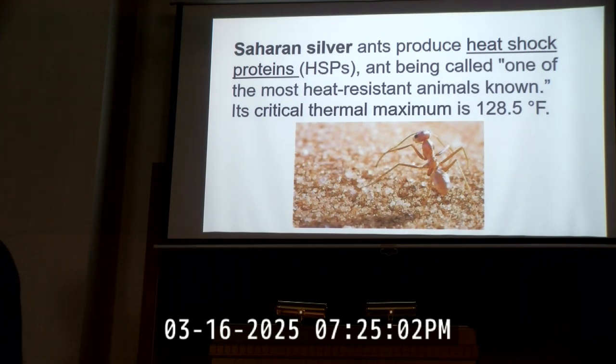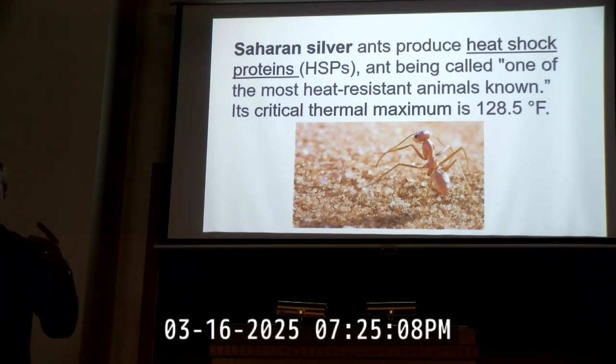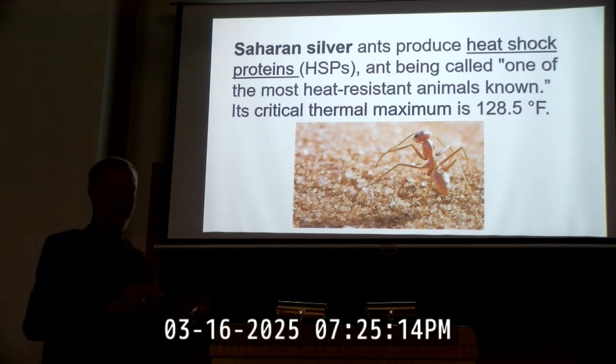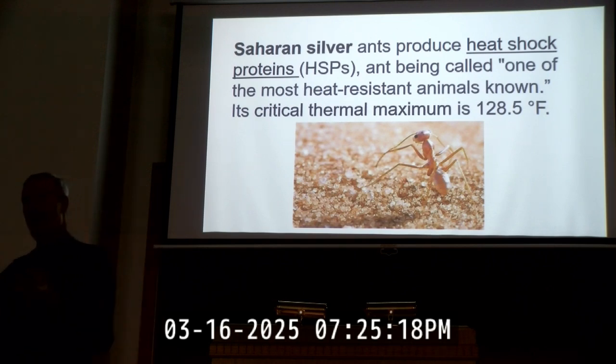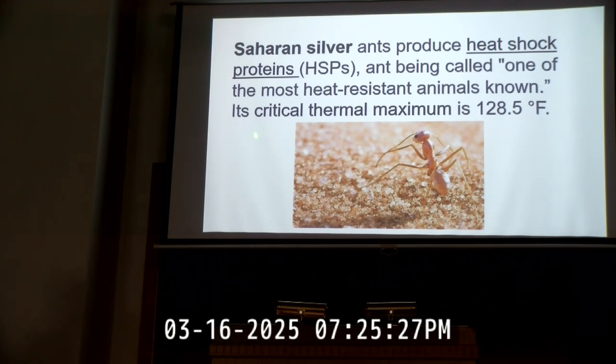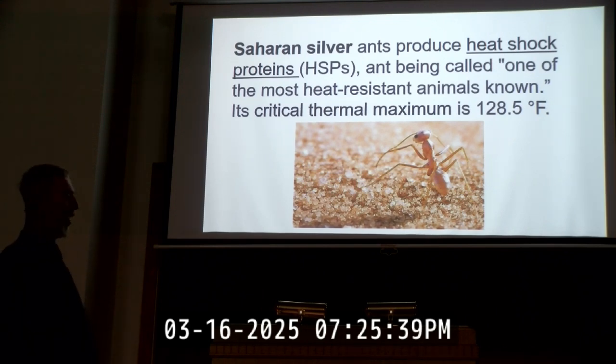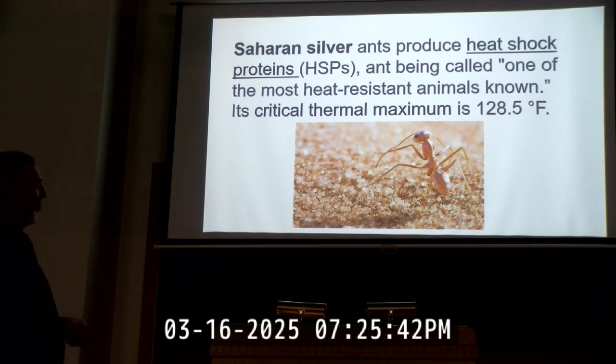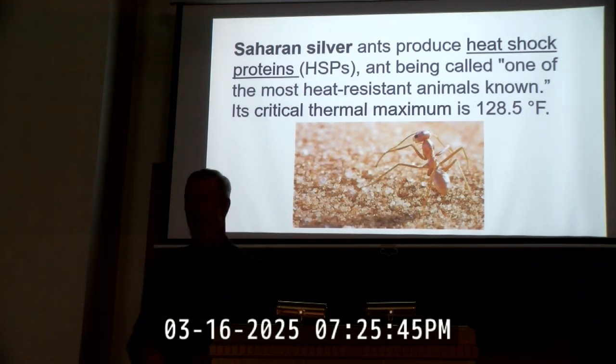Now stop and think about it. We know of animals that can live in conditions, like the ice worm. Below 32 degrees, this worm survives. Okay? It does that because it has certain proteins that keep its blood from turning into ice. Well, in the case of the Sahara silver ant, it does the opposite. God has created a protein that will keep its blood from boiling so that it can survive in this very harsh environment without dying. So the critical thermal maximum temperature is 128.5 degrees.